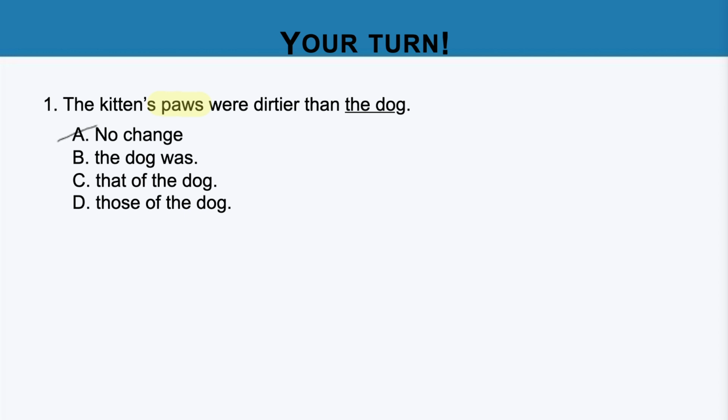Let's look at the next one. The kitten's paws were dirtier than the dog was. It's also not going to work because we want to compare paws to paws. So now we're down to C and D, and we see the that of and the those of that we were just talking about. So remember, one of them is singular and one of them is plural. We're dealing with kitten's paws. Paws is plural, so we want to go with the plural variation, and that's going to be those of. So the kitten's paws were dirtier than those of the dog.